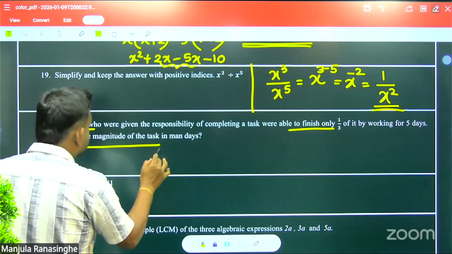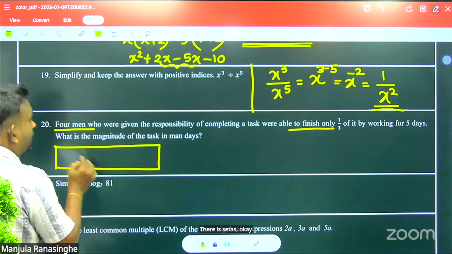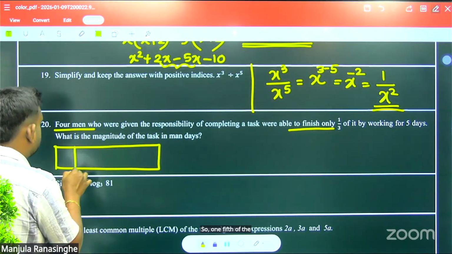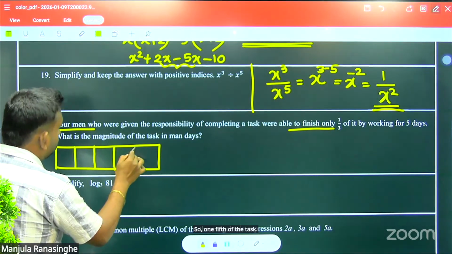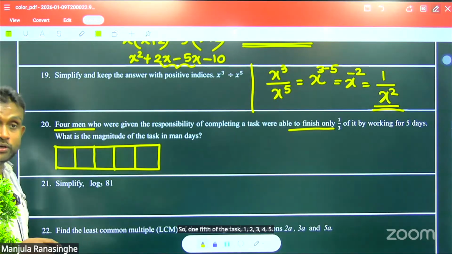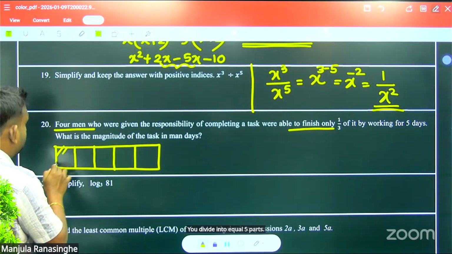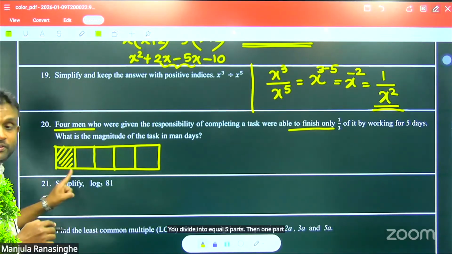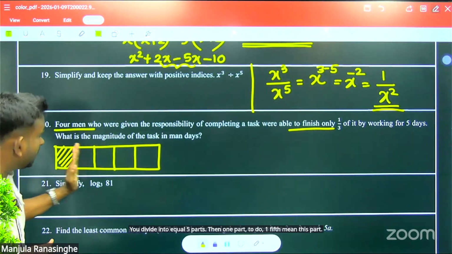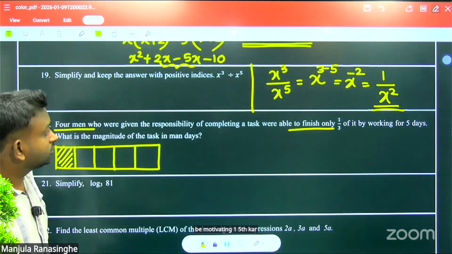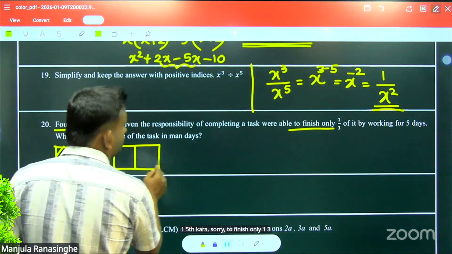There is a task. Okay. So 1/5 of the task, you divide into 5 parts. 1 2 3 4 5. You divide into 5 equal parts. Then one part is 1/5, meaning this part. Sorry. To finish only 1/3, not 1/5.